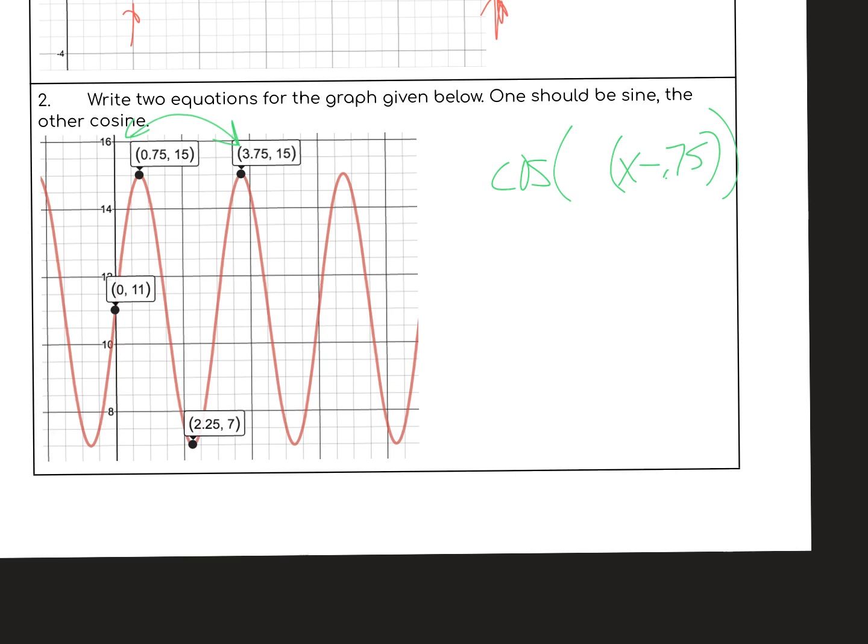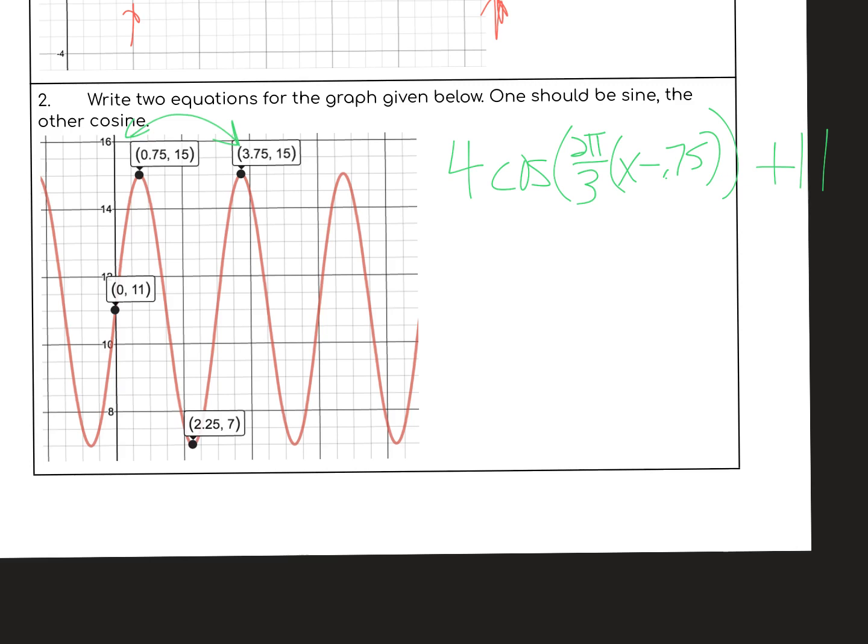So that's 20. That's 22 and 11. Yeah. So plus 11 is your midline. The amplitude, it looks like I'm going up and down 4. And then for a period of 3, I got to just write it as 2 pi over 3.